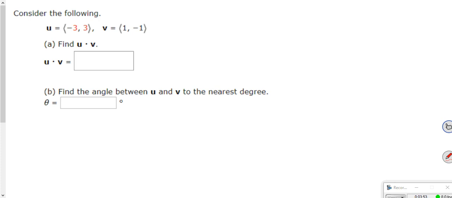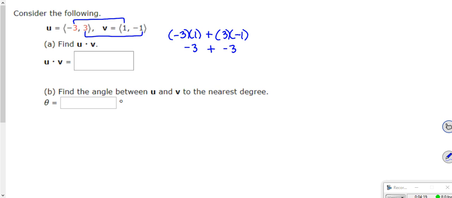Next page. Consider the following. Again, we're doing dot products. You are taking the product of the horizontal position plus the product of the vertical position. So we've got negative 3 times 1 plus 3 times negative 1. So negative 3 plus negative 3 is going to give me a negative 6. Hope that makes sense.